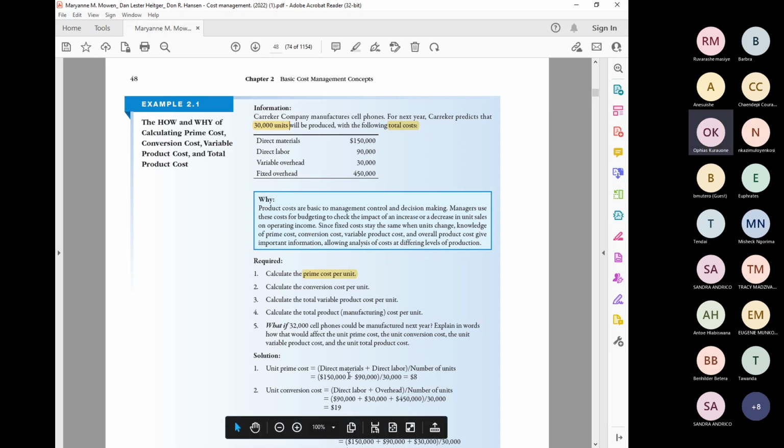Then the next one, unit conversion costs. So these words, conversion cost, what is the unit conversion cost?